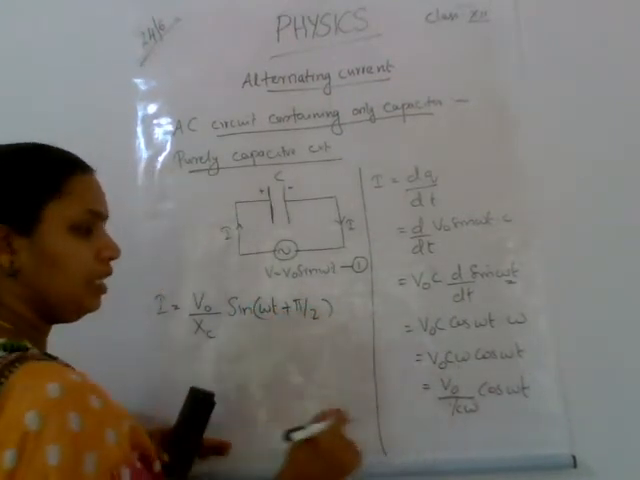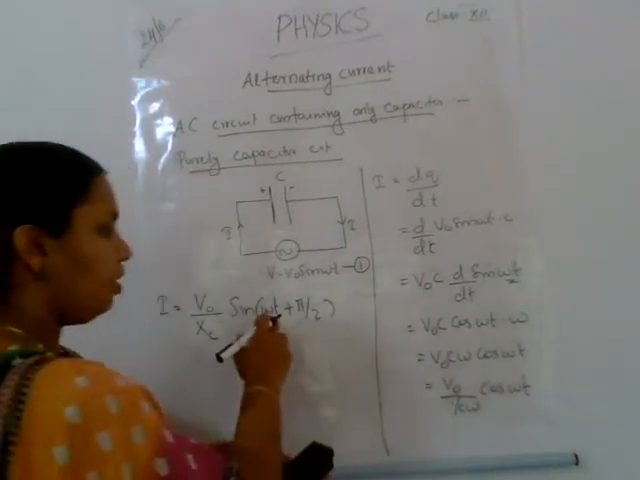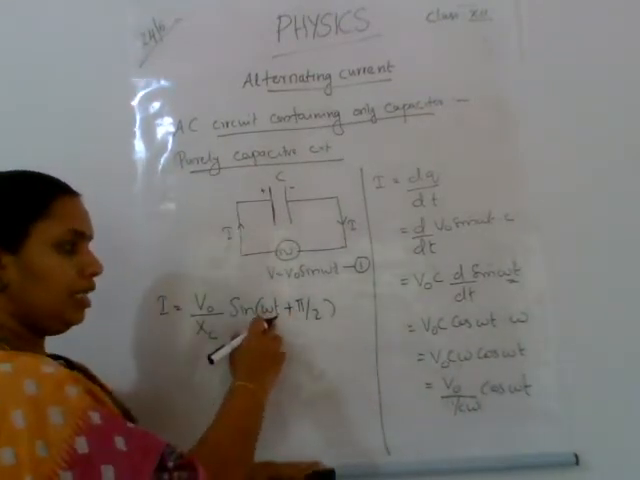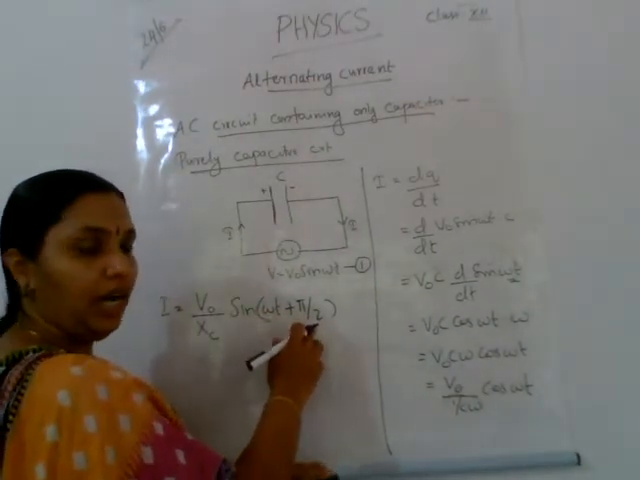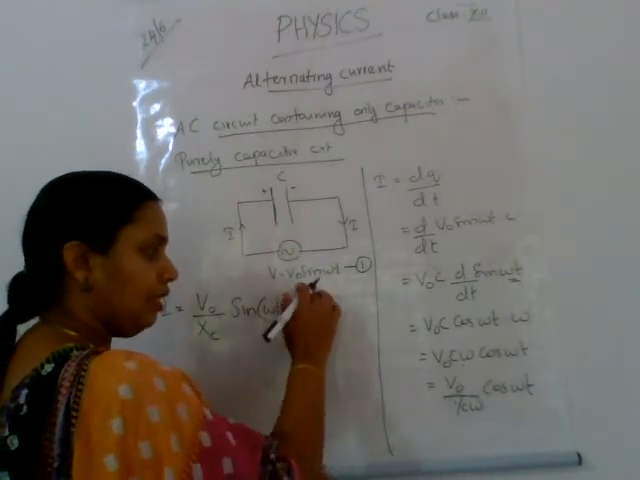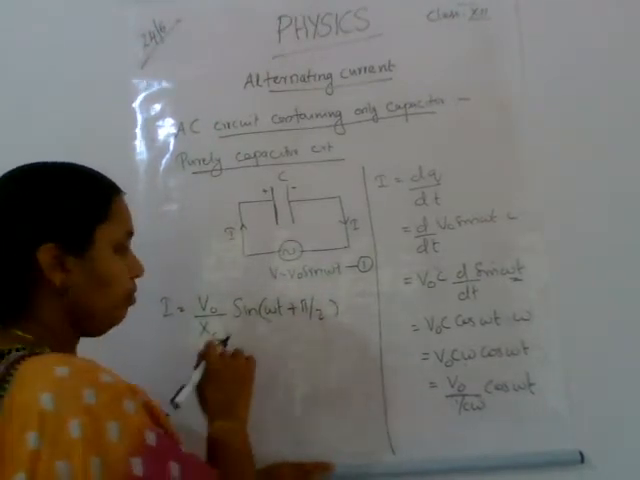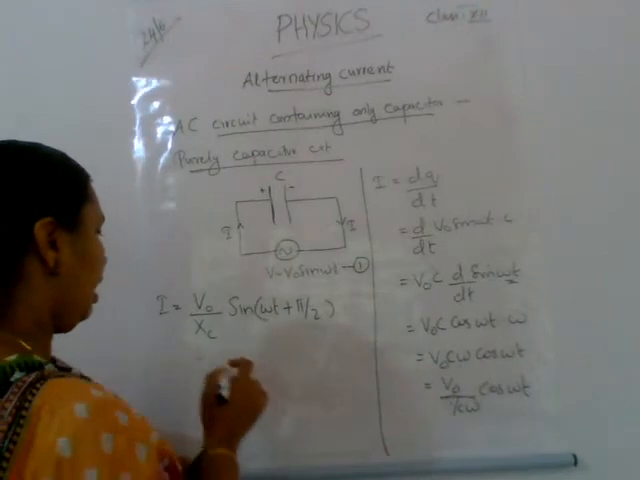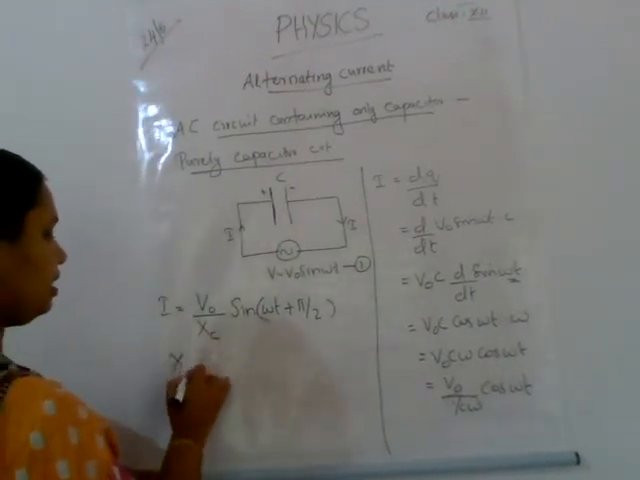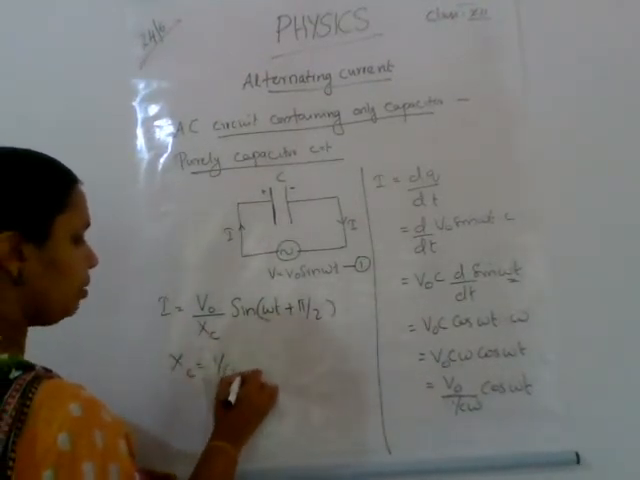Sin 90 plus theta is cos theta. So instead of writing 90 plus theta, I am writing theta plus 90 because we know that this is the phase angle. So rewriting in this. And what is this XC? XC is equal to 1 by C omega.